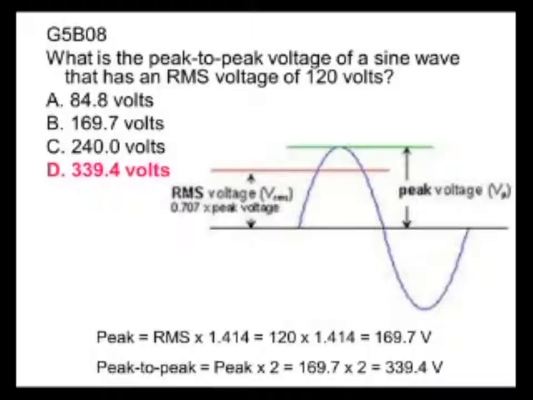Now, before we can find the peak-to-peak, and the peak-to-peak is from this peak to this peak, we have to find this peak. To find that peak, we're going to take the RMS voltage and multiply it by 1.414. So the peak voltage there is going to be 169.7 volts. The peak-to-peak voltage is twice that. So the distance from here to here is twice 169.7, or 339.4, this answer here.